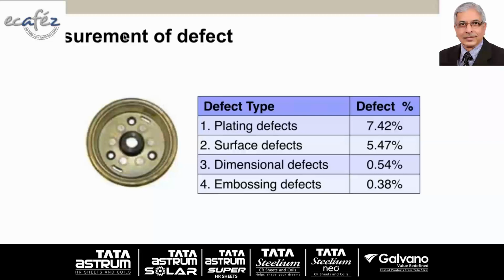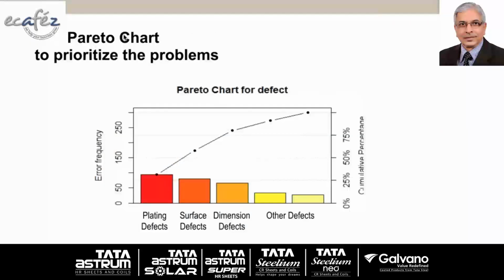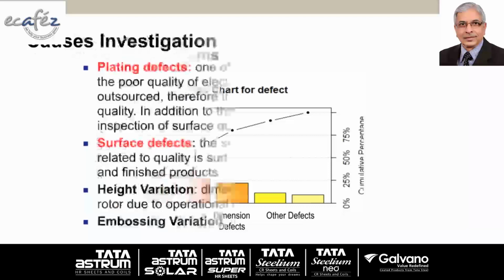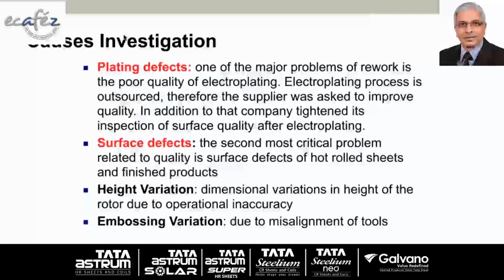Then the actual quantification was done. Plating defect was 7.42%, surface defects 5.47%, dimensional defects 0.5%, embossing defect 0.3%. So here the Pareto chart was used, and they were trained. It is very clear here that the major problems are coming because of these two, plating defects and surface defects. And the core was the surface defects. If surface defect is there, then it will generate plating defect also. You see the root cause is the quality of the raw material, especially the surface.